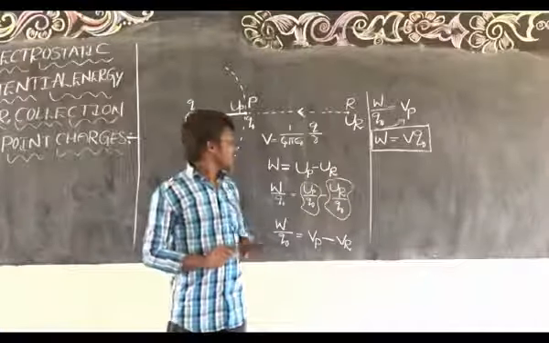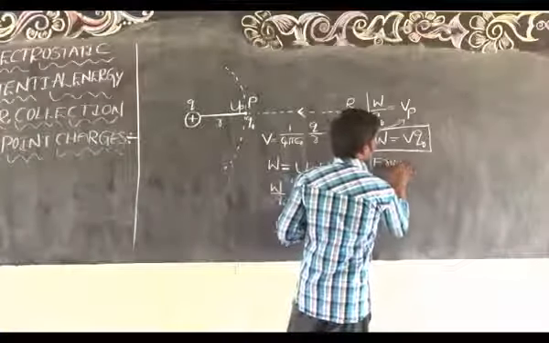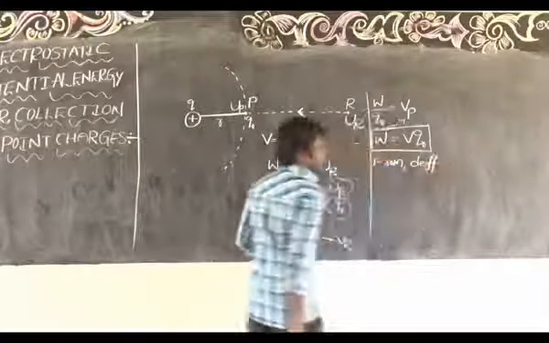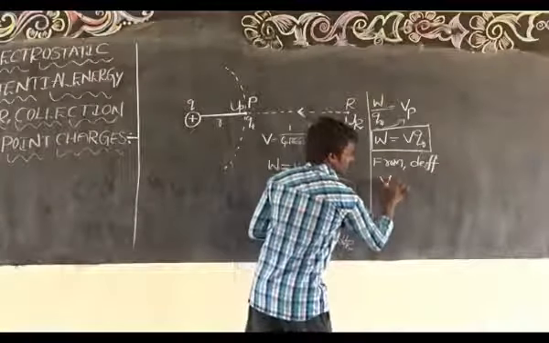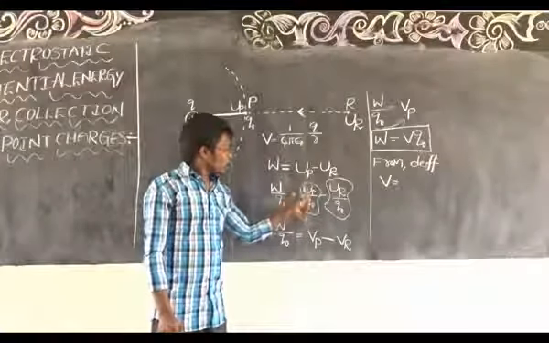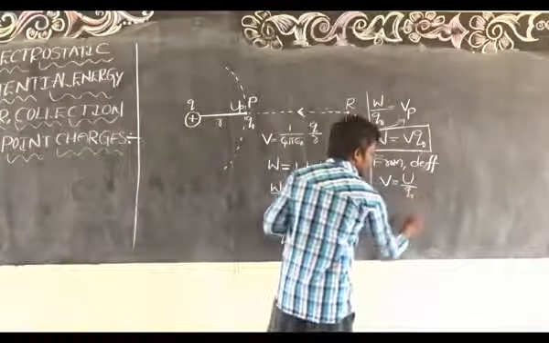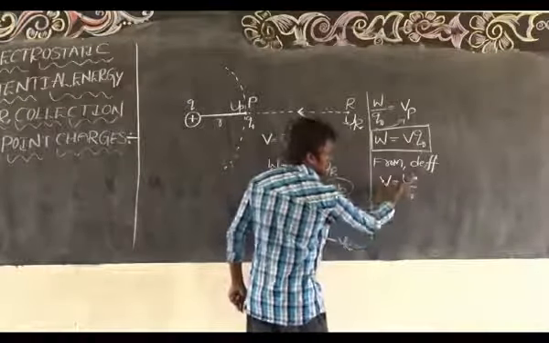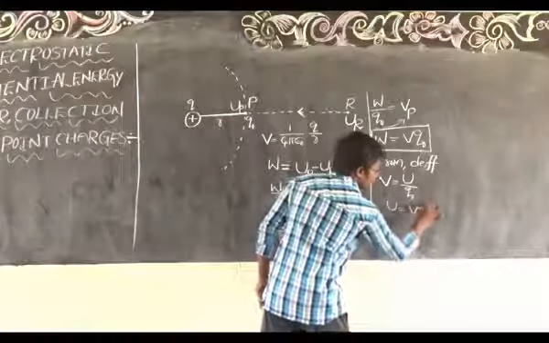From the definition of electrostatic potential, what is the definition? Electrostatic potential, we indicate V, is equal to potential energy per test charge. Now again I am sending this Q to this side, so what is the element here? U. U is equal to V into Q naught.